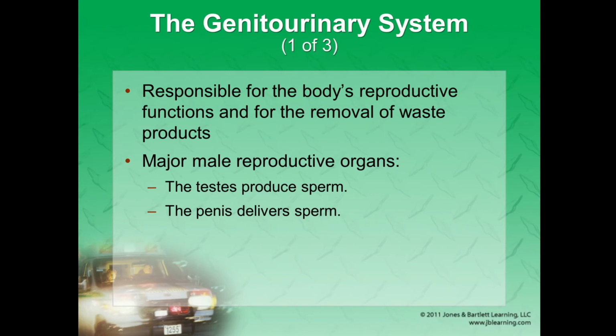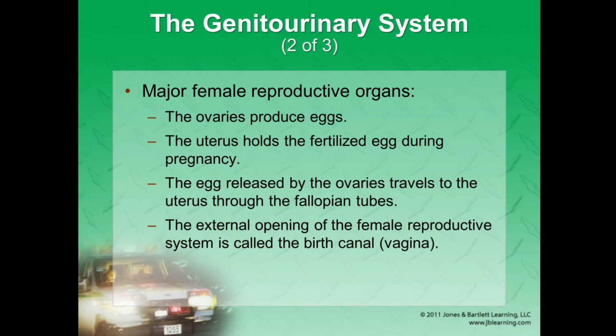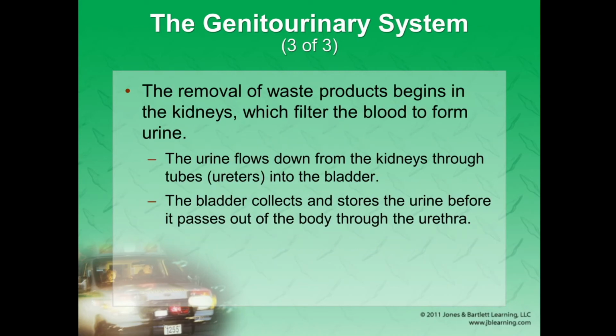Then we have the genitourinary system, which is responsible for the body's reproductive functions and for the removal of waste products. Major male reproductive organs include the testes that produce the sperm and the penis that delivers the sperm. For the major female reproductive organs, we have ovaries that produce eggs. We have the uterus that holds the fertilized egg during pregnancy and grows the fetus. The egg released by the ovaries travels to the uterus through the fallopian tubes. And then we also have the external opening of the female reproductive system, also known as the birth canal, called the vagina.